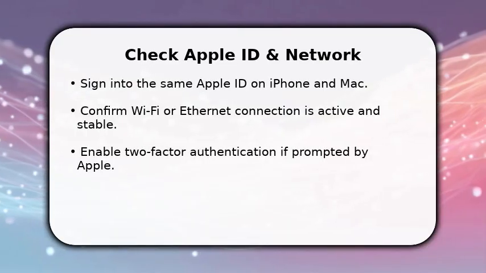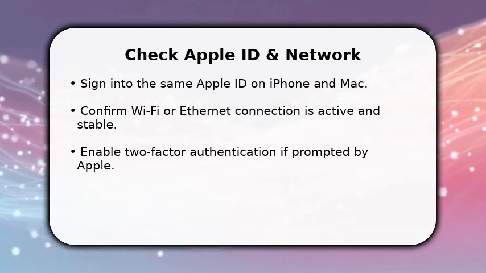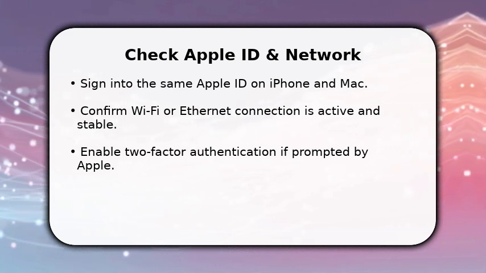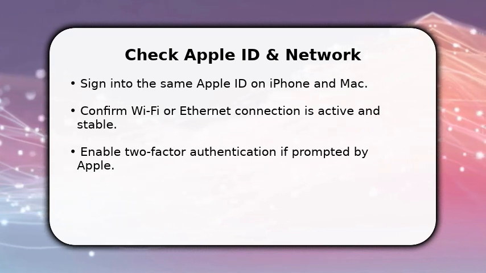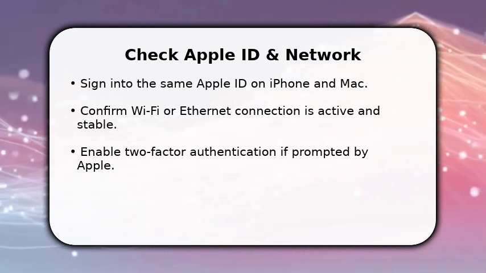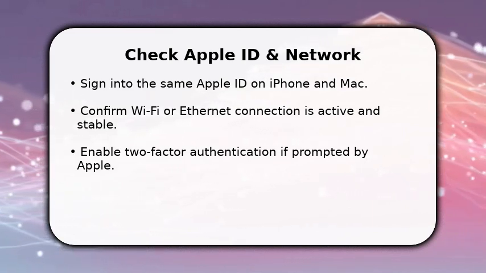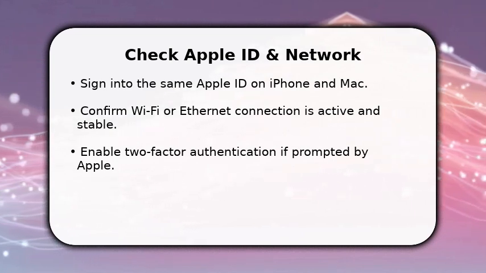You begin by verifying accounts and connectivity so activation can proceed. Sign into the same Apple ID on both iPhone and Mac. This lets Apple link iMessage. Once signed in, make sure Wi-Fi or Ethernet is stable because iMessage activation needs network access. If Apple requests two-factor authentication, enable it. This secures the link and often resolves activation blocks.